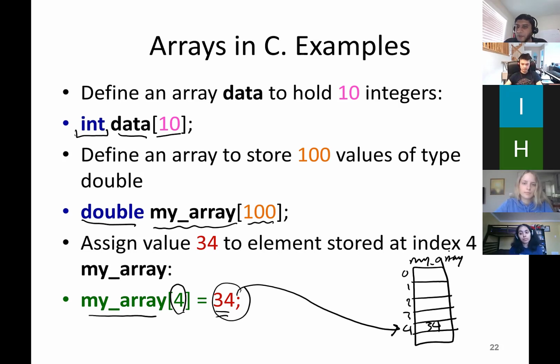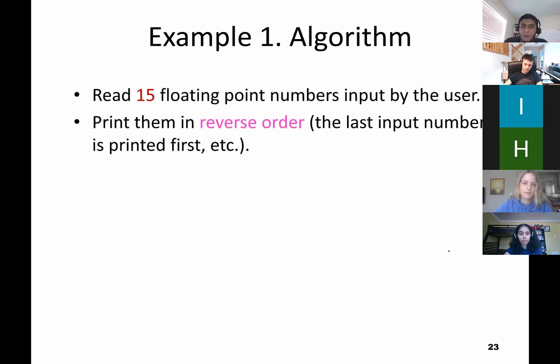Right? So if you want to read it, you do the other way around. For example, this is a double, so you say double x equals myArray[4], right? And we'll see right now how to use it. Good, so before jumping into how to do our example using arrays, let me see if you have questions.